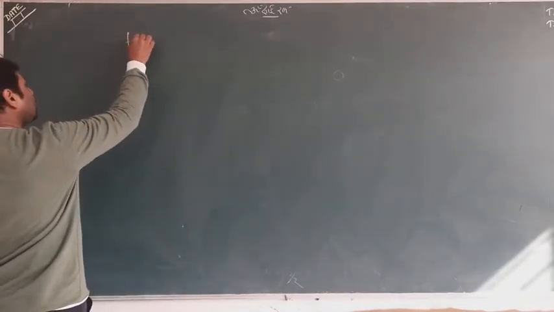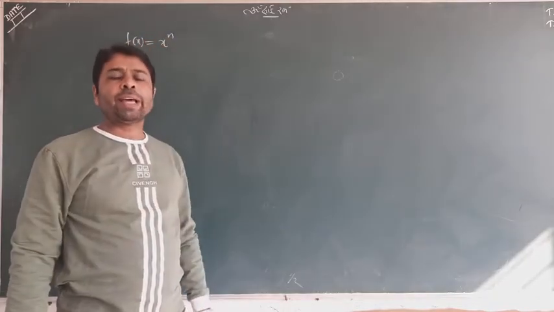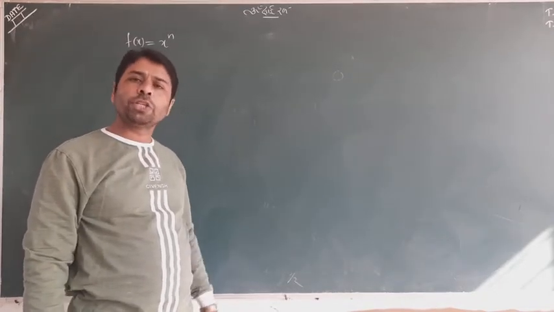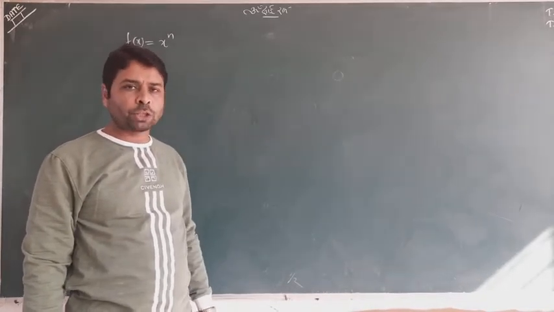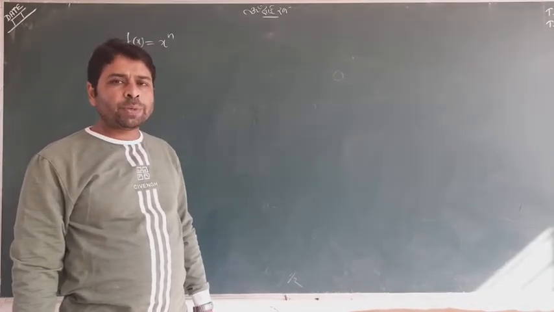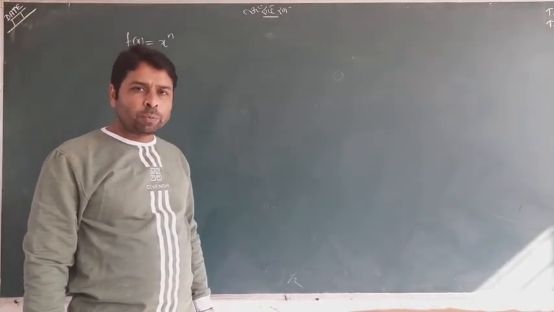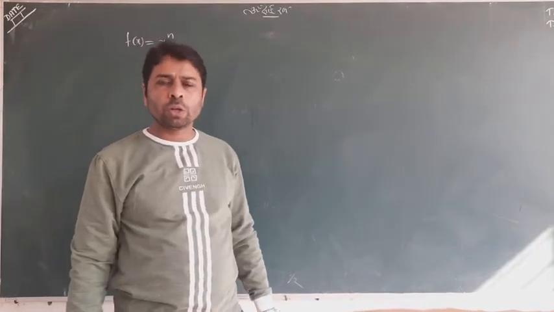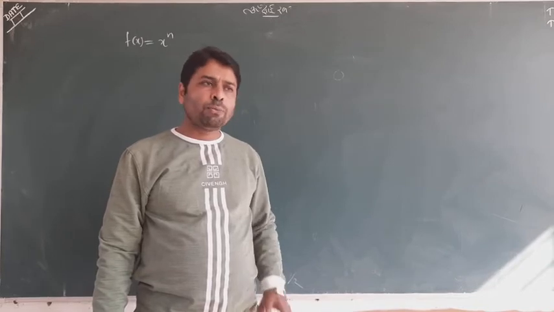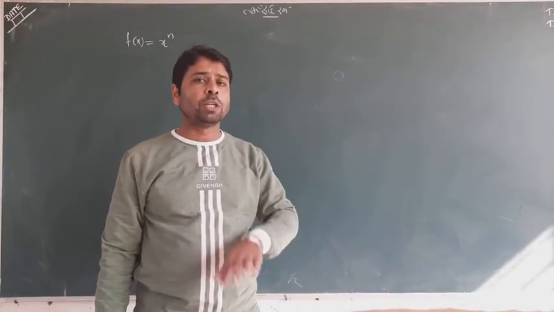Suppose I have a function x to the power n, where n may be any number: a fraction, a negative number, an integer, a positive number. But I tell you one thing: the derivation of this function depends on the binomial theorem, and the binomial theorem is not in your syllabus, so this question is going to be tough for you. To make it easy, I will tell you another method to derive the formula.